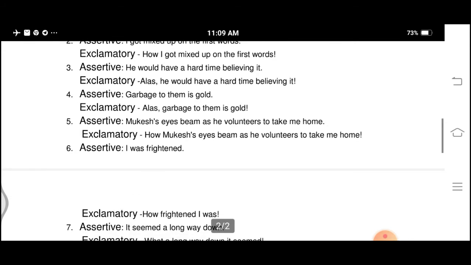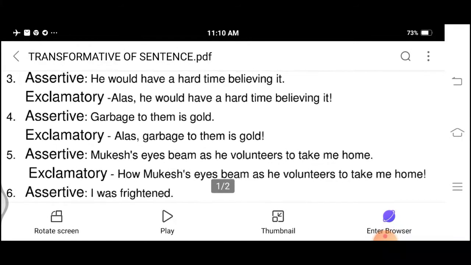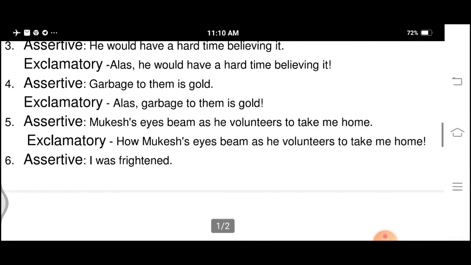Next one is: garbage to them is gold. Garbage to them is gold. The grief has been shown here. That is why once again we use alas: alas, garbage to them is gold. Next one is: Mukesh eyes beam as he volunteers to take me home. Once again, manner has been shown in the assertive sentence. That is why we have to use how. How Mukesh eyes beam as he volunteers to take me home. Exclamation mark.